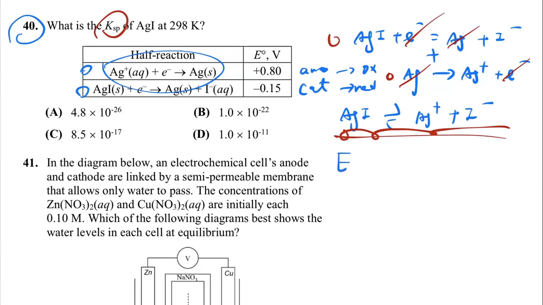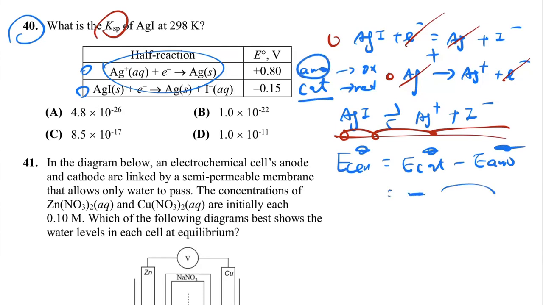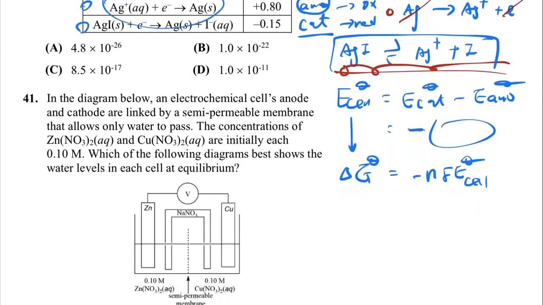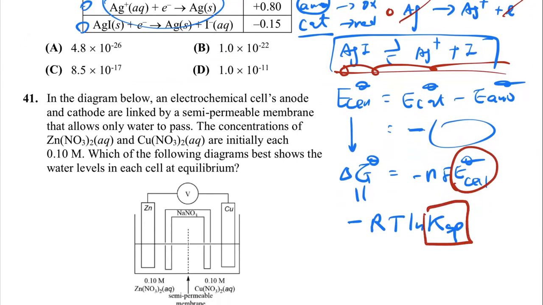Then you see the E cell standard of this reaction still equals E cathode minus E anode. And since the second one is the cathode, the first one is the anode, obviously you get a negative result. And it's reasonable to be negative because obviously this reaction is not spontaneous, right? The Ksp is very small. And then you use the E, you can get the delta G standard by using negative nFE standard cell, right? And then using this, you can further get it equals to negative RT ln K, and this K is Ksp. So finally, by calculating the E cell standard, you figure out the Ksp, right?